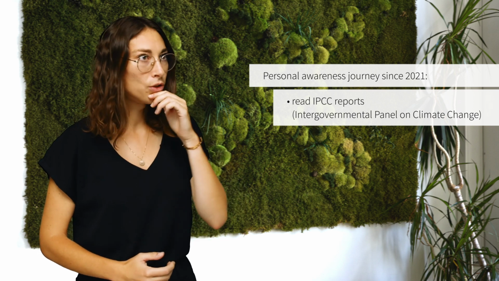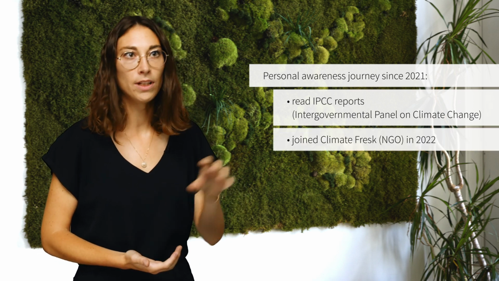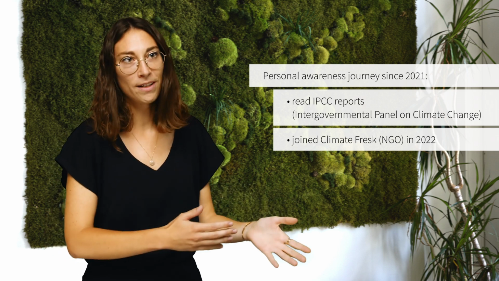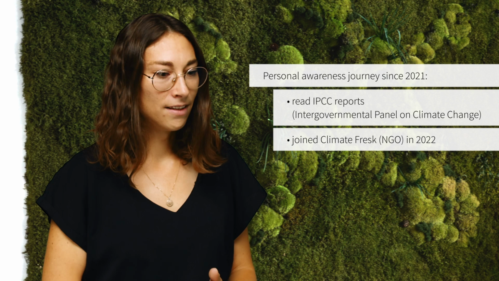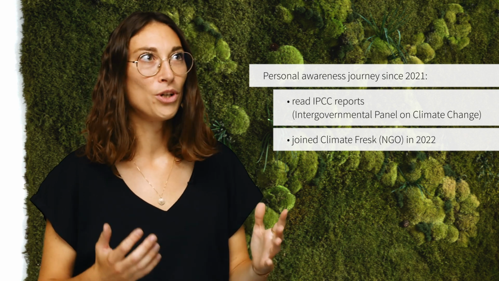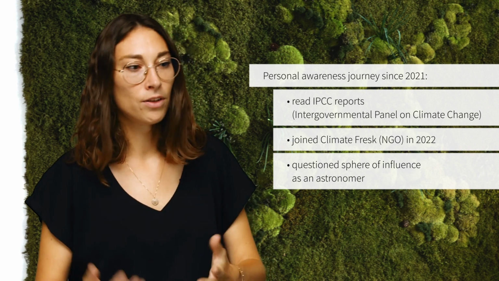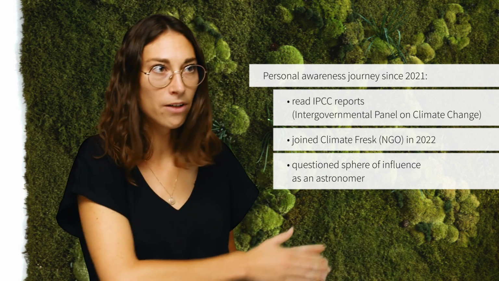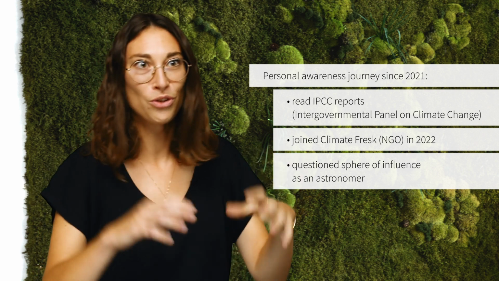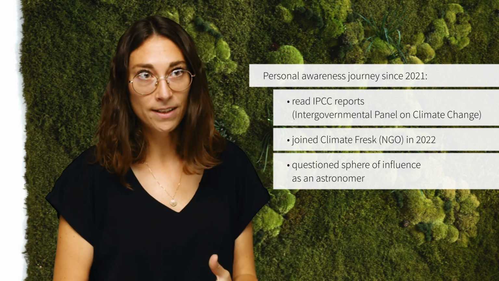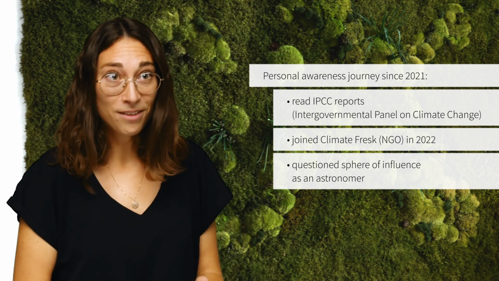I started in 2022 to join the Climate Fresk NGO, which is an NGO with an educational purpose. Because for me, I do believe in education to make a change, of course. Then I started to question my sphere of influence, because I'm a PhD student in astronomy. So I have the scientific background. But I think what we have as astronomers is also this unique vision of the Earth. We know how fragile it is. We know how beautiful it is. And we know that there is no planet B so far.